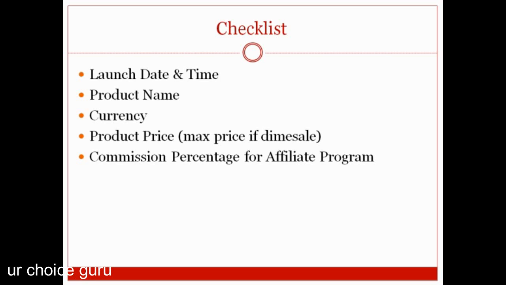Commission percentage for affiliate program is basically what do you want to give people in terms of the percentage for your affiliate program. So if I sell your product and your product is $100 and you give 50%, then I get $50. If it's 75%, then I get $75. So that's the commission in relation to the affiliate program. And obviously, if you don't have an affiliate program, then you won't need to specify this. But it would, in fact, not be very wise not to add an affiliate program.